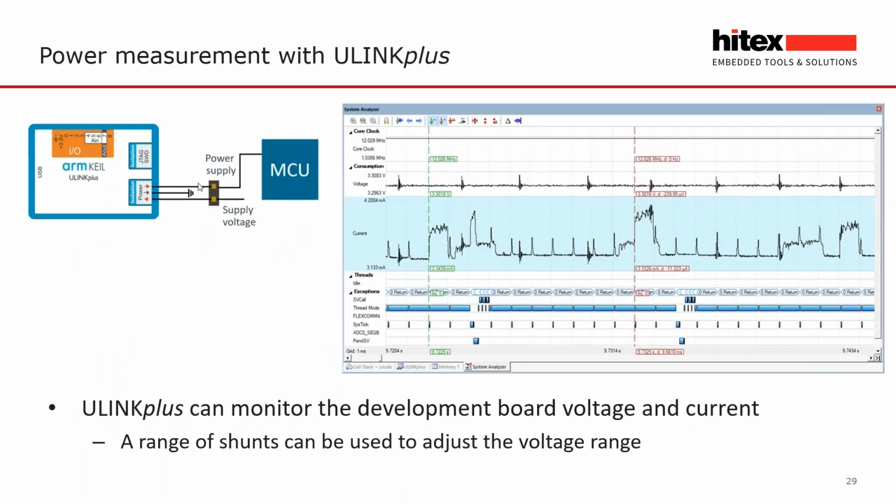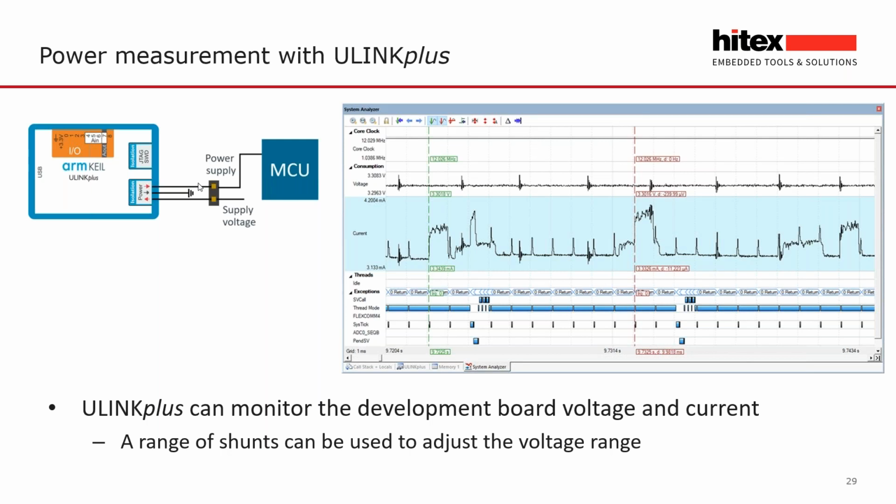Now, as I mentioned, the ULINKplus has the ability to measure the energy usage of the microcontroller. So here, as well as the CoreSight debug interface, we have a power interface which we can connect onto any power region that's on our development board. This can either be plugged directly into the ULINKplus, or there are a number of shunts that are available so that we can easily scale the voltage range. And then as the code executes, we can record the current and voltage directly into the system analyzer.